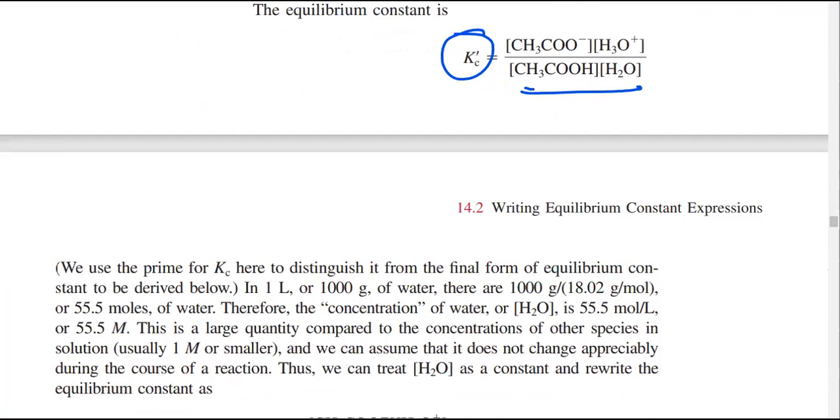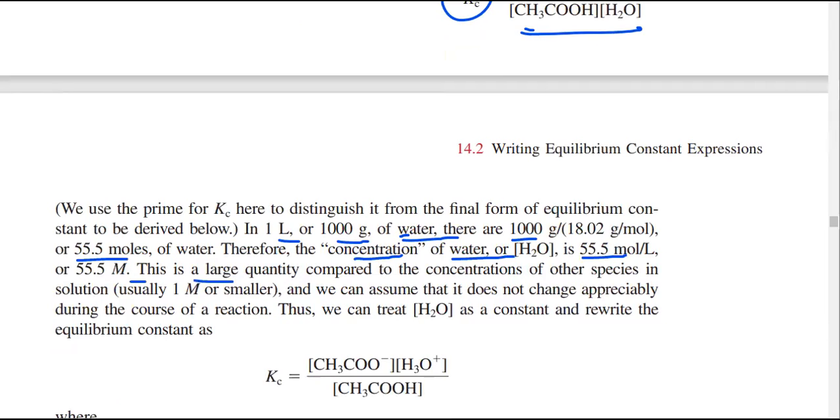In 1 liter, or 1000 grams of water, there are 1000 divided by 18.2, in other words about 55.5 moles of water. Therefore, the concentration of water is 55.5 molar, a large quantity compared to the concentrations of other species in the solution. Usually a 1 molar solution is small compared to this water. So we can assume that it does not change appreciably during the course of the reaction.